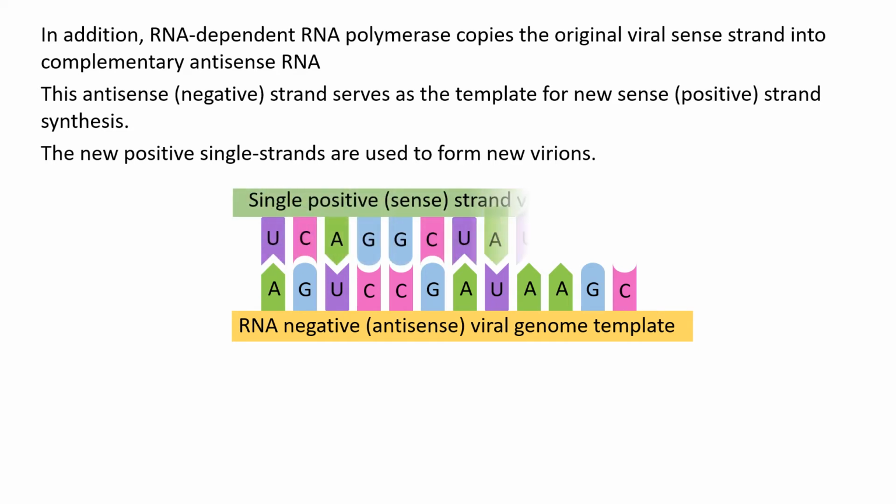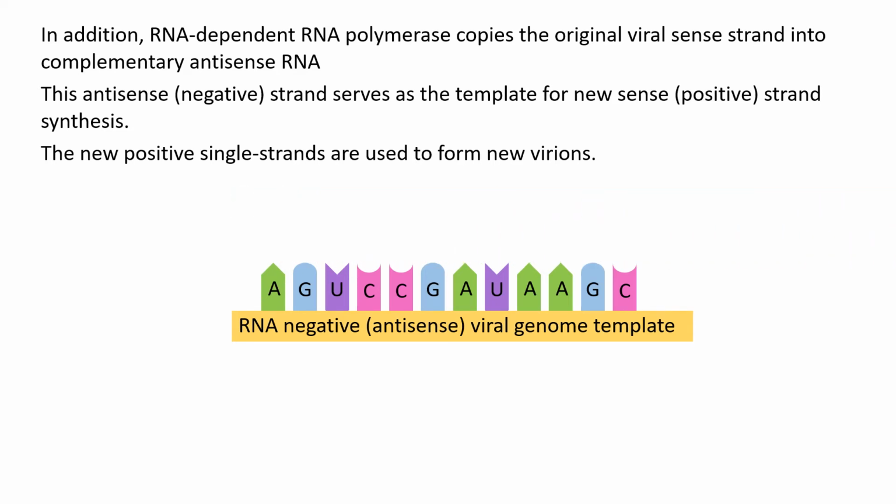This antisense or negative strand can then be used to make lots and lots of new sense strands. Those new sense strands are going to be the genome of all the new virions.